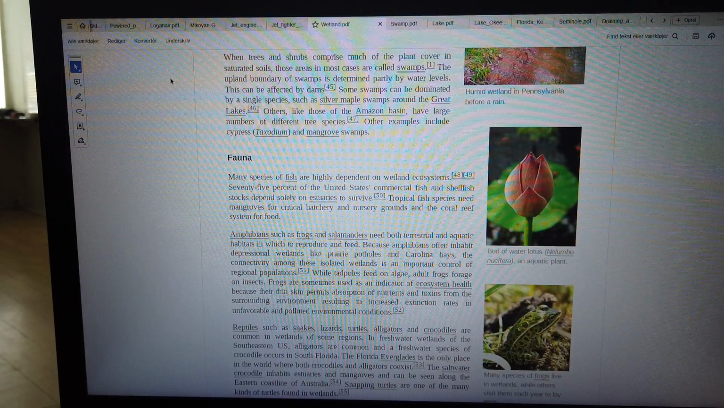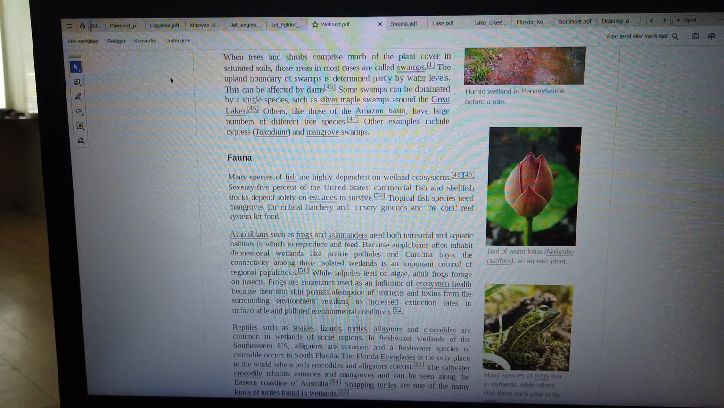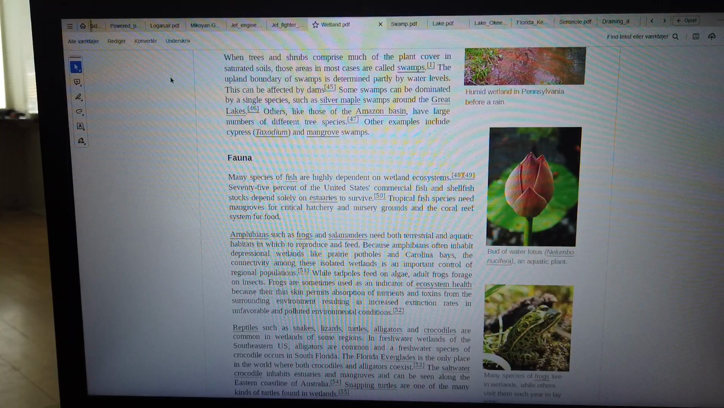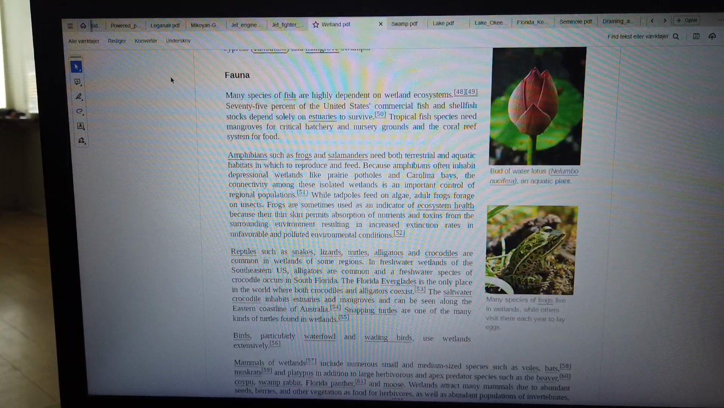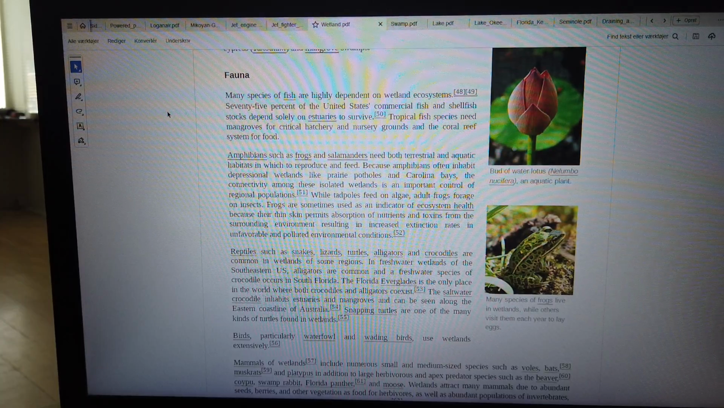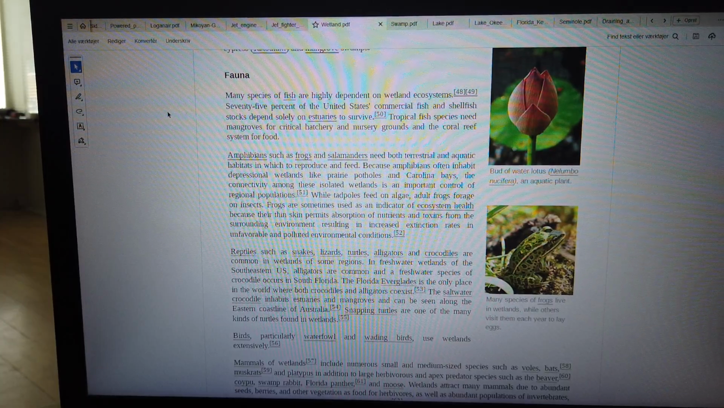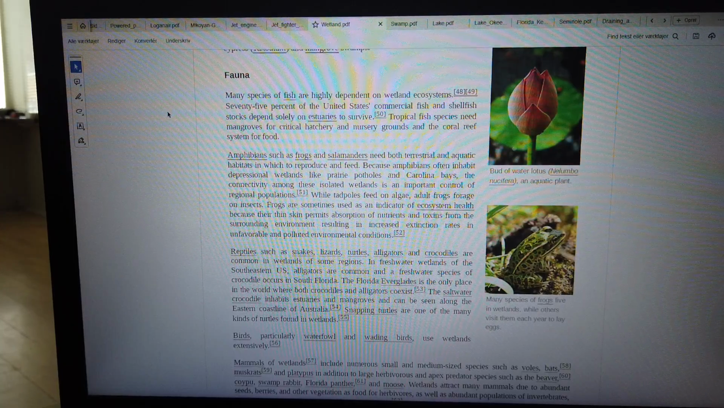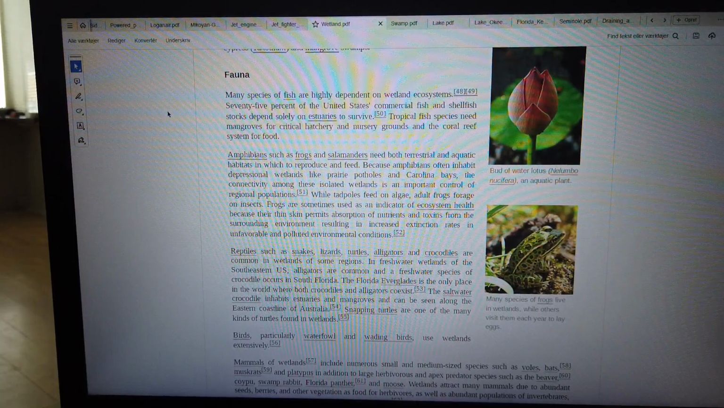Others, like those of the Amazon basin, have larger numbers of different tree species. Other examples include cypress, taxodium, and mangrove swamps. Fauna. Many species of frogs live in wetlands, while others visit them each year to lay eggs. Many species of fish are highly dependent on wetland ecosystems.